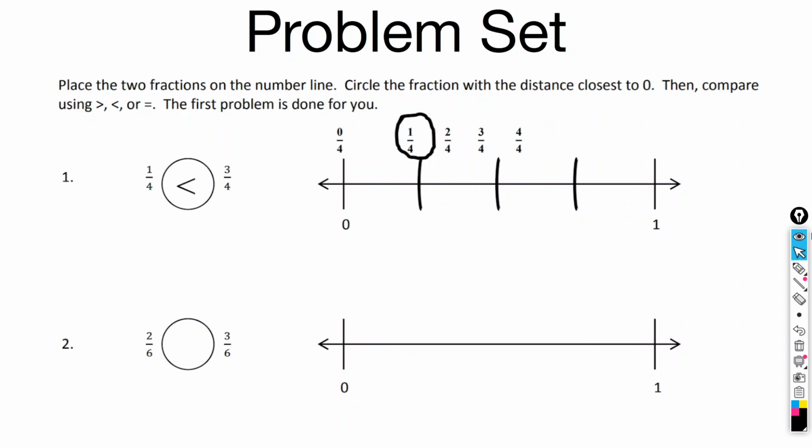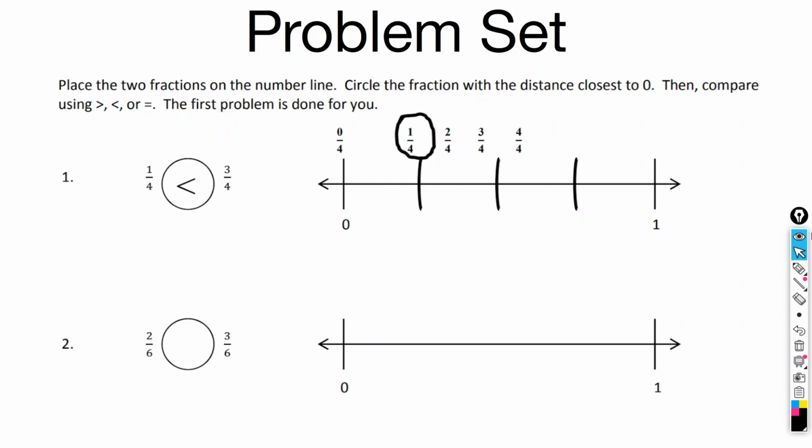It says, place the 2 fractions on the number line. Circle the fraction with the distance closest to 0. Then compare using greater than, less than, or equal to. The first problem is done for you. So that first one they did for us.